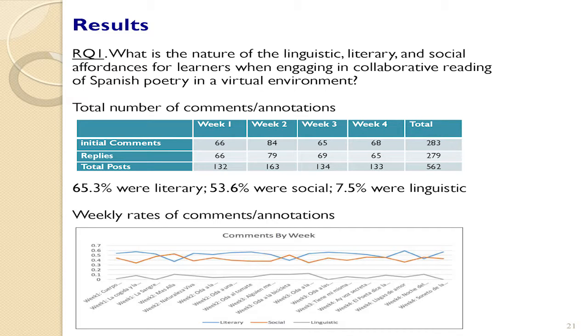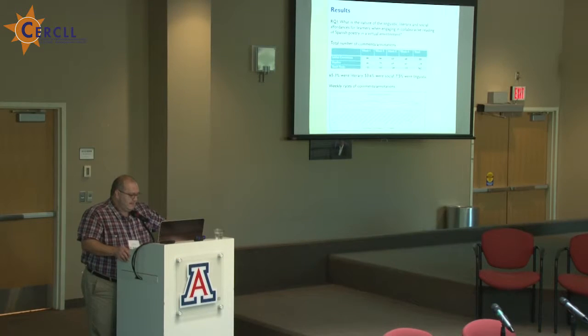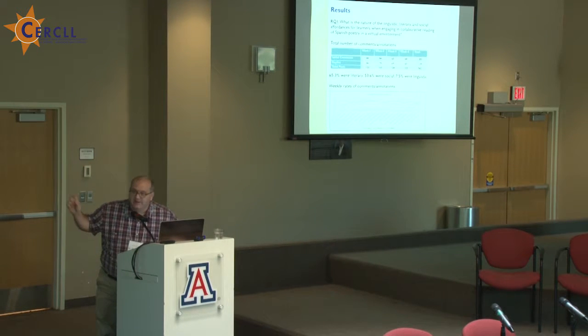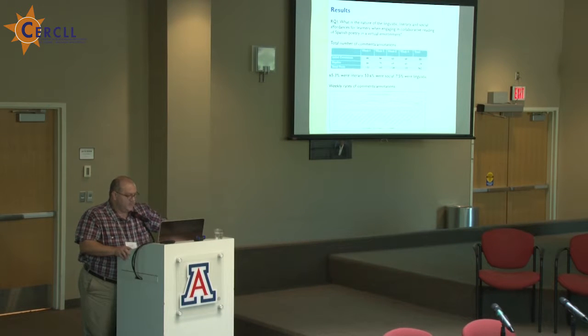So this is kind of a quick overview, a snapshot of what we found over the course of the 4-week project. In all, between the initial comments made and the replies, 562 annotations were produced. The majority of them were, as I put here, literary and social in nature, and very few were deemed linguistic affordances. We have a little trend line here showing how those played out across the 18 texts, with, at this point, no real understanding of why that is, but we're digging into the data to look at some other aspects related to why some of these different types of affordances, particularly literary and social, were so present.